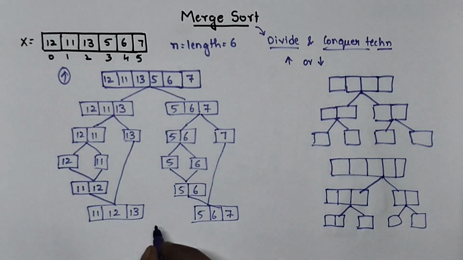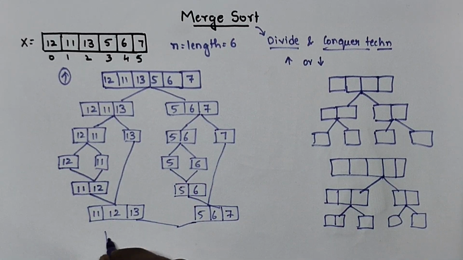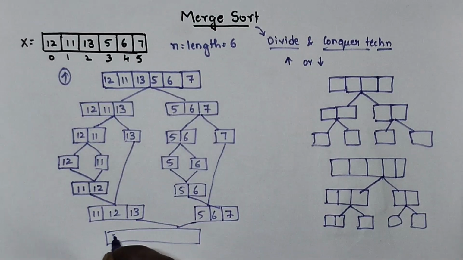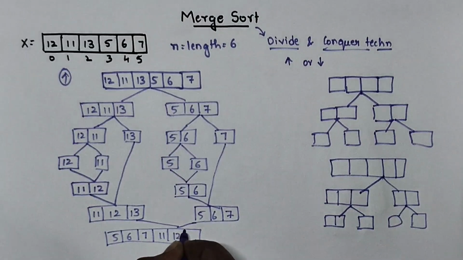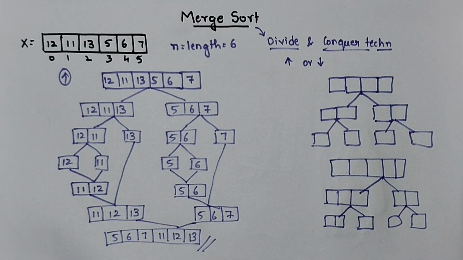So what you will be doing? You will be merging both of them. So in the increasing order, who will come first? 5, next 6, next 7, next 11, 12 and 13. So this is the final answer.